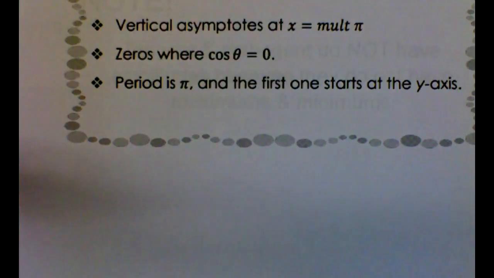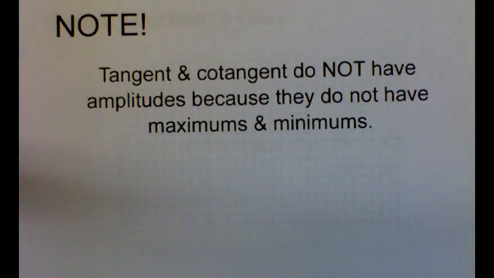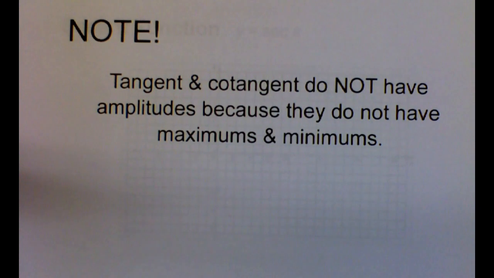Important pieces of the cotangent graph. We have vertical asymptotes at x equals any multiple of pi. There are zeros where cosine of x, or theta, is 0. The period is pi, and the first one starts at the y-axis. You'll notice the graph is very similar to tangent, except that it's flipped over, so the whole graph is decreasing, and the asymptotes are scooted over along with the x-intercepts. Really careful here. Tangent and cotangent do not have something called an amplitude, which we will talk more about with sine and cosine, because they don't have maximums and minimums. Amplitudes are those maxes and mins.